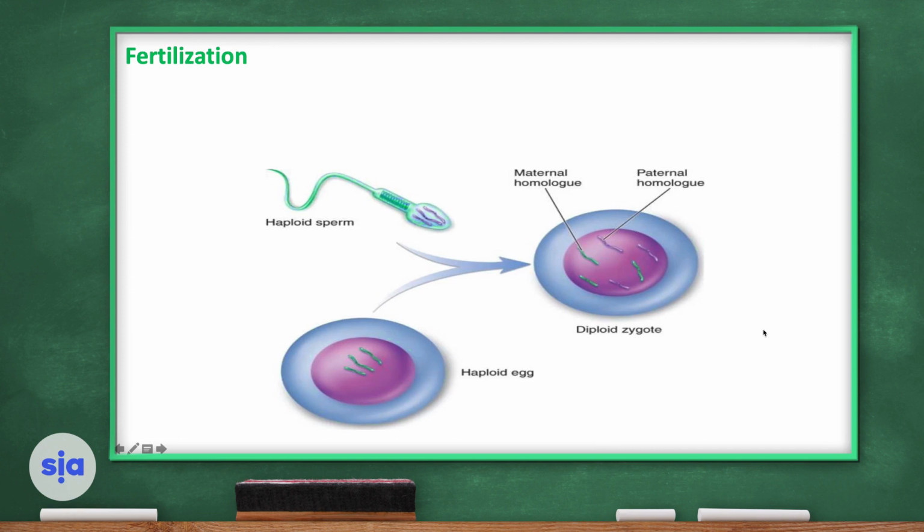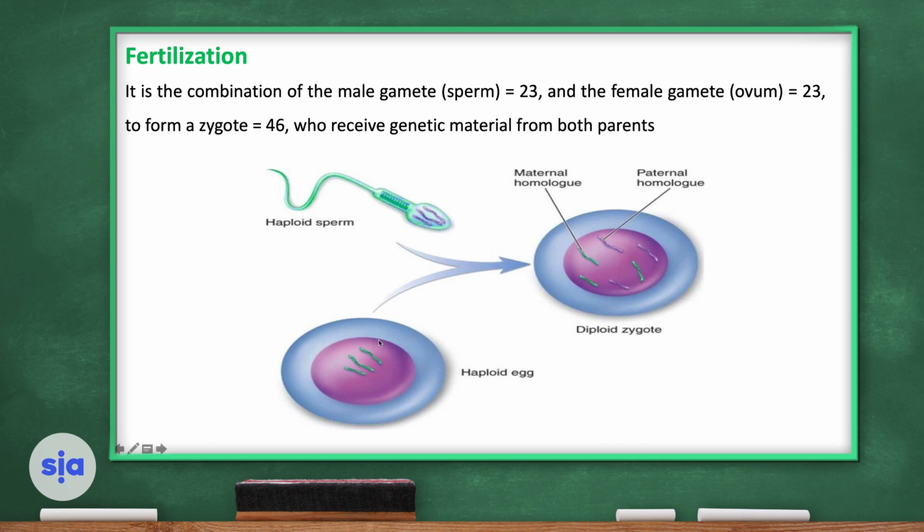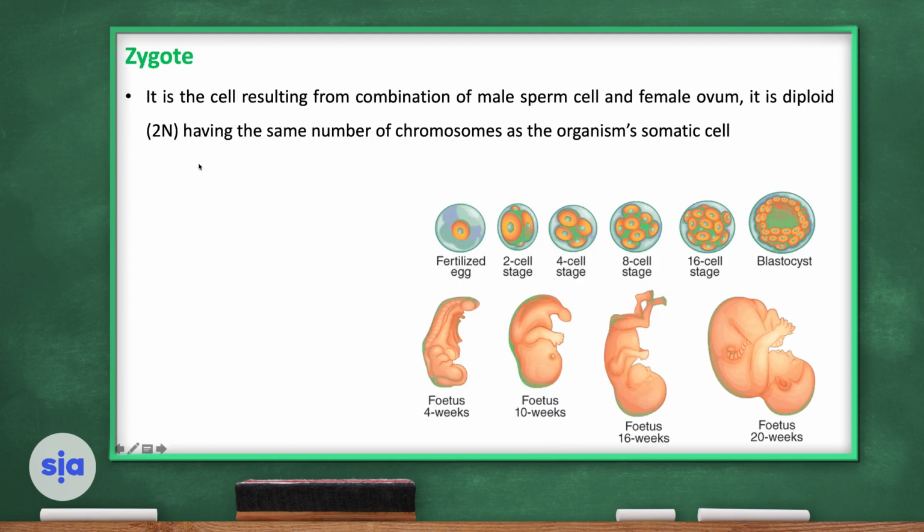Can you think about fertilization? Can you predict the definition for the word fertilization? Yes, it's the combination between the male gamete, the sperm, and the female gamete. Each of them has 23 chromosomes to form a zygote, a diploid zygote. So 23 plus 23 equals 46, a diploid zygote having the whole set number of chromosomes. The zygote is the cell resulting from fertilization, from the combination of the sperm and the female ovum. It's diploid, having the whole set of chromosomes.